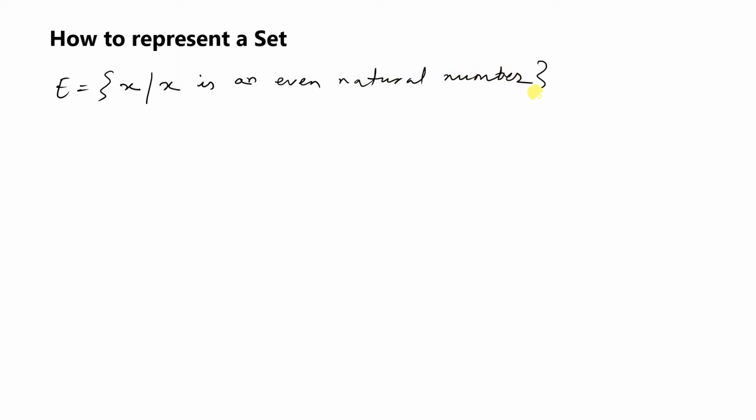So here actually 0 is not taken as a natural number. We have started from 1. So 1 is not even, so it will not come into the set. 2 is an even number, so it goes on. Okay, so this is an example of the set builder method.